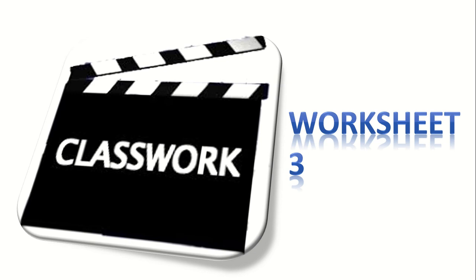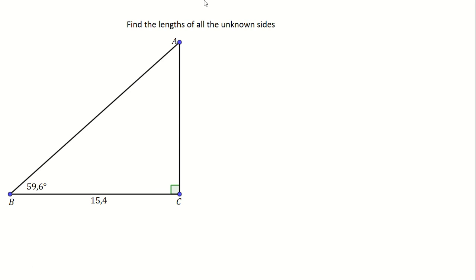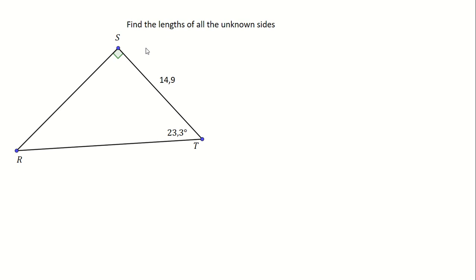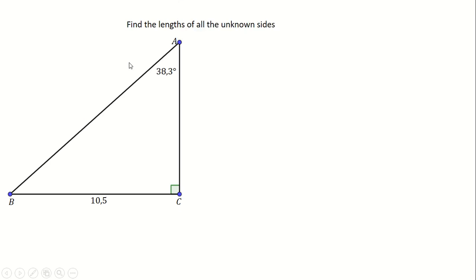Let's move to the next one, which is actually a worksheet. This is your work for today. Please do all these activities and email them to me. Next we're going to be doing finding angles. That will be our next topic. Till next time.